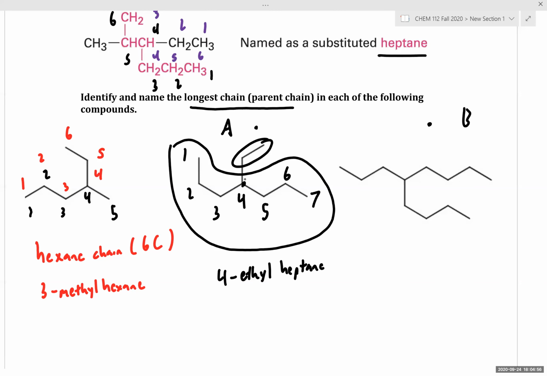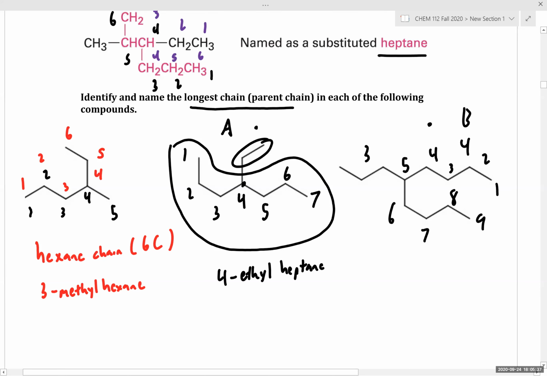Now, question B is a little bit tricky. Following my method, I've identified the longest chain. I see 3, 3, and 4, so I'm going to start from 4. Looking at our numbering, we have 1, 2, 3, 4, 5, and then I have a choice. Sorry, this is not 3, this is 4. So I pick between a 3-carbon chain and a 4-carbon chain. I go down my longer chain, so 6, 7, 8, 9. Then our longest chain has 9 carbons.